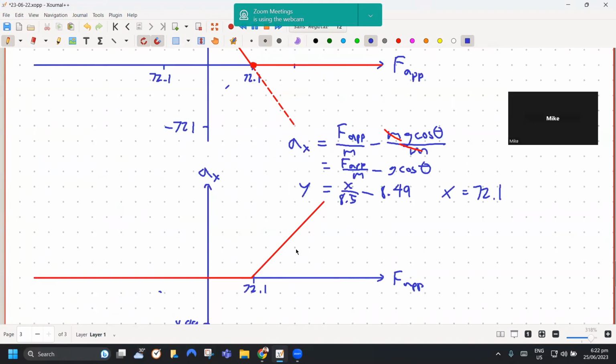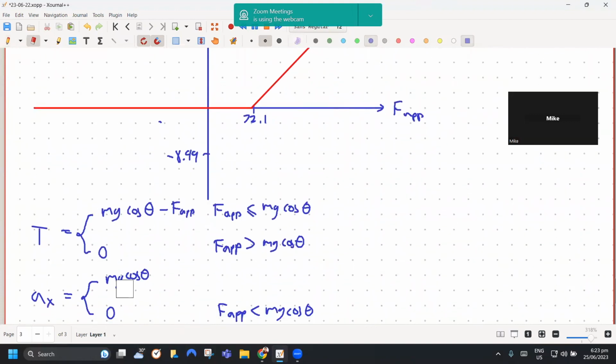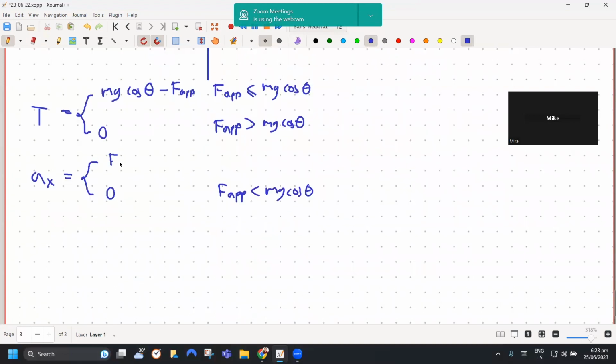Tama ba na mg cosine theta yung acceleration? We set up an equation for, di ba? For that case.